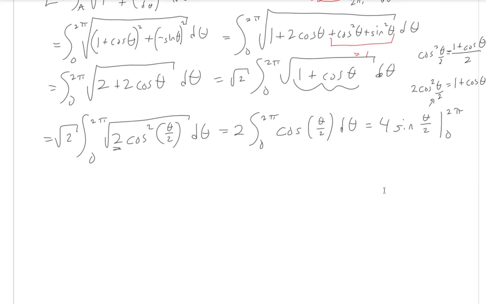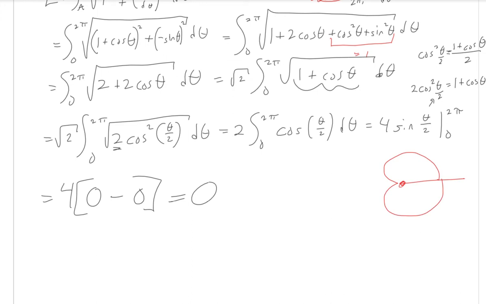Now, this seems all well and good, but there is going to be a problem when we try to plug these values in. If I try to plug in 2 pi, we get sine of 2 pi over 2, which is sine of pi, which is 0, minus sine of 0 over 2, and sine of 0 is also 0. So we get an answer of 0. However, again, we know that this is a cardioid. We know that this looks like that. The arc length is not 0.